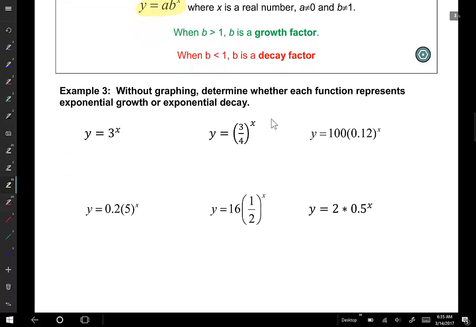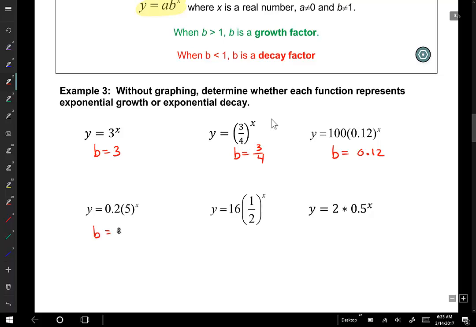So what we're going to do on each one of these is identify the value of a and b. Primarily, we're going to focus on b. So here we have b equals 3. Here we have b equals 3/4. Here we have b equals 0.12. Here we have b equals 5. Here we have b equals 1/2. And here we have b once again equals 0.5.